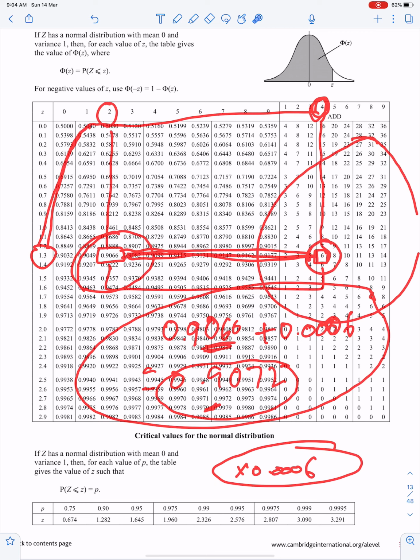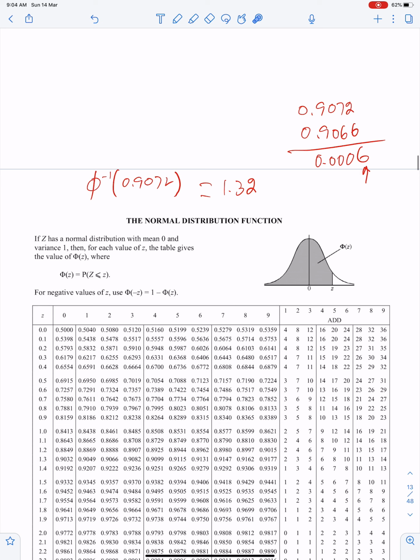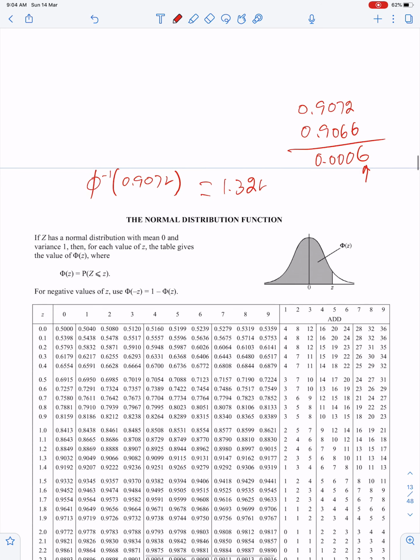This is 6. Now check the number here. It's 4. 6 is under 4. Now read this as 1.324. So your answer is 1.324.